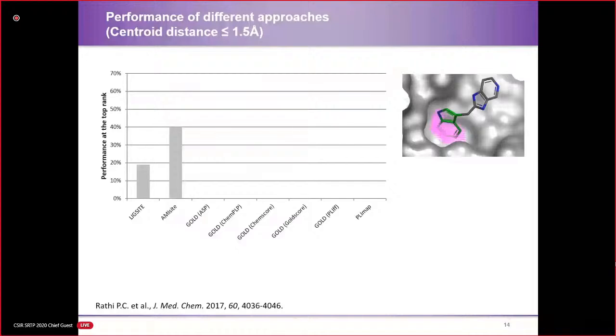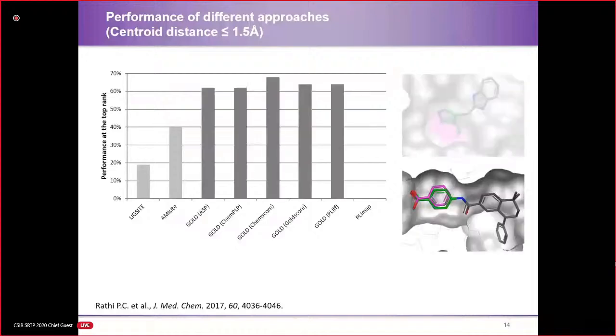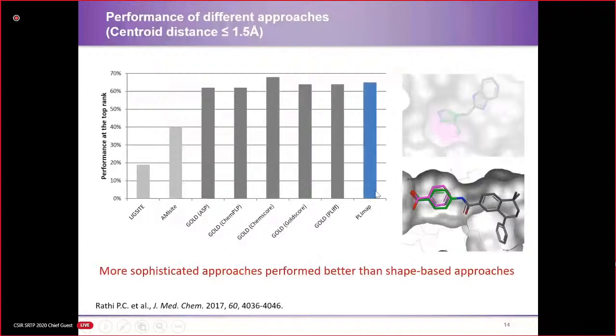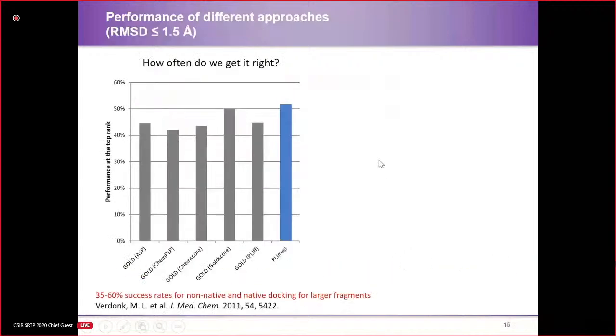Then there's another program that we developed which finds the correct pose 40% of the time, and then there are some state-of-the-art scoring functions that perform above 60%, and PLIT actually does as well as them. So PLIT, being used in a gold docking, does as well as them, and our own tool with the PLIT scoring function, PLI map, also does well.